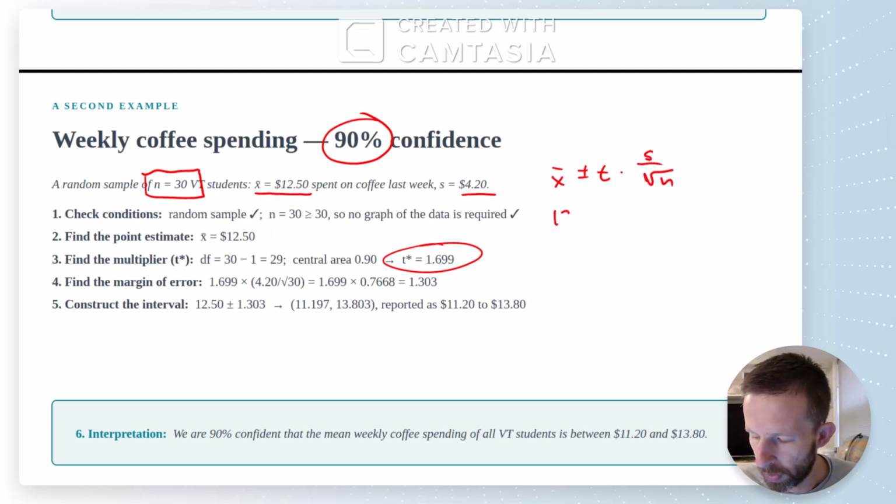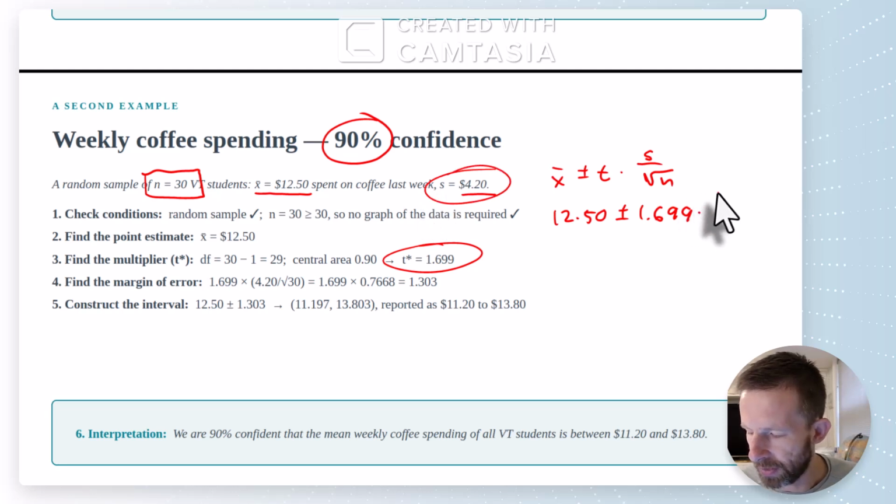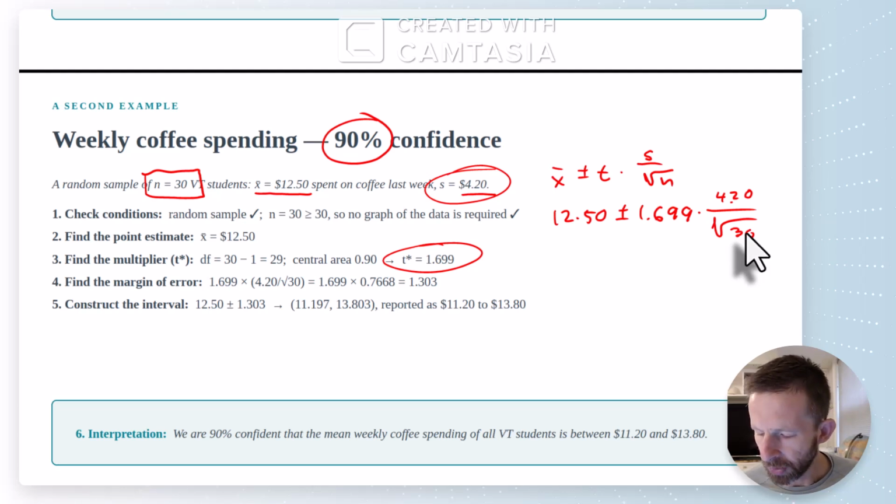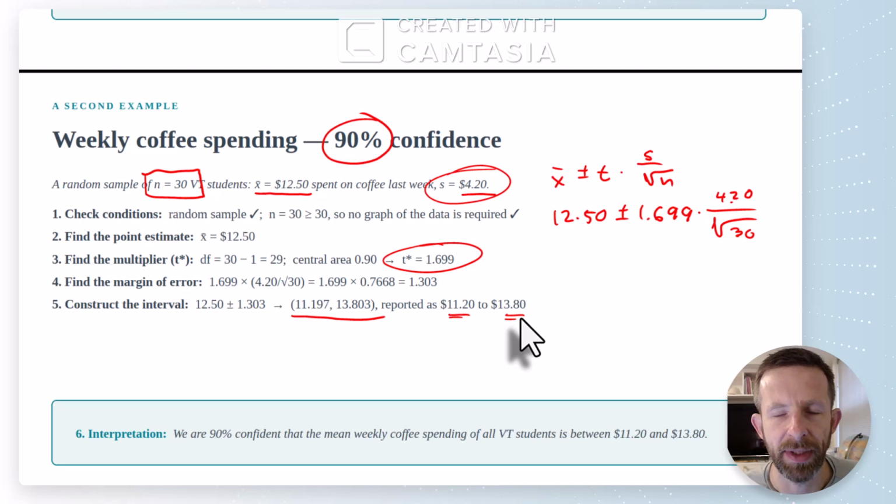So 12.50 plus or minus 1.699 times my sample standard deviation, 4.20, divided by the square root of my sample size, 30. So when I work that out, I get $11.20 and $13.80. So I'm 90% confident that the amount that Virginia Tech students spend on average per week on coffee is between $11.20 and $13.80.